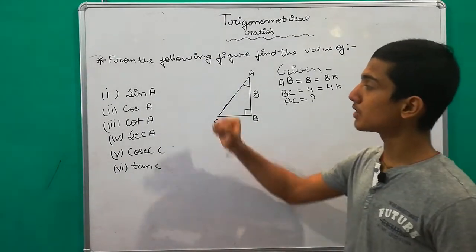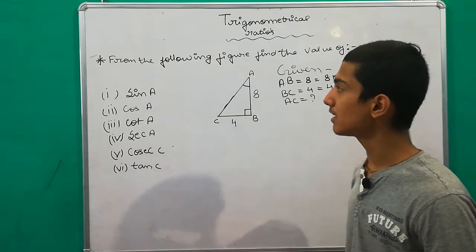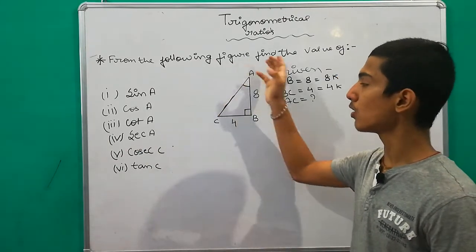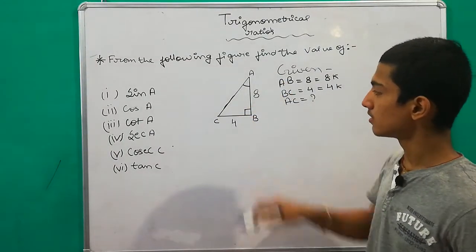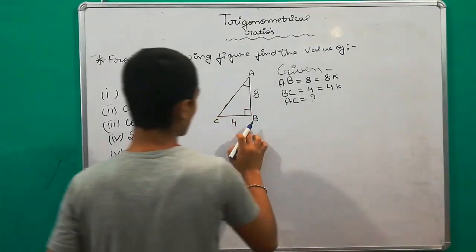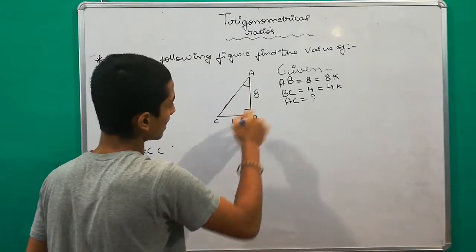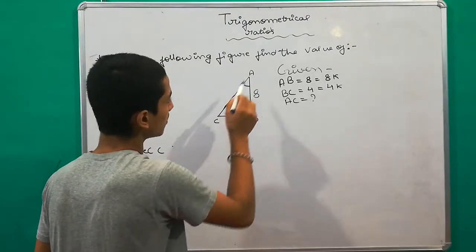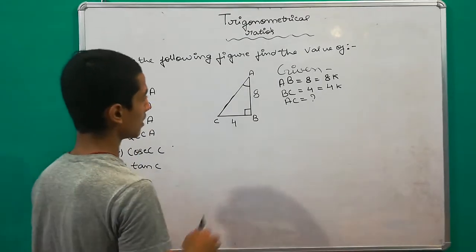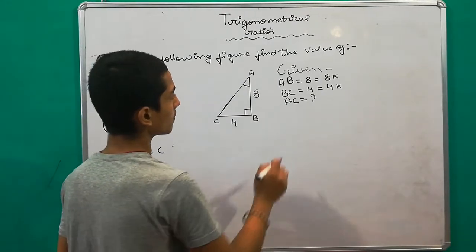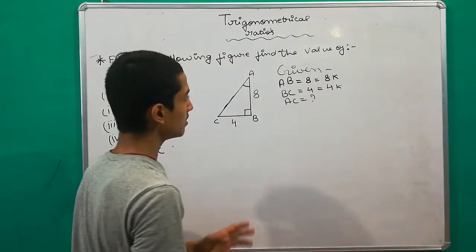In the first exercise, the question will be given like, from the following figure find all the trigonometrical ratios. Friend, the figure is given. This is a right angle triangle, and AB and BC are given. We have to find all the trigonometrical ratios from this given figure. So friend, first we will write what is given.